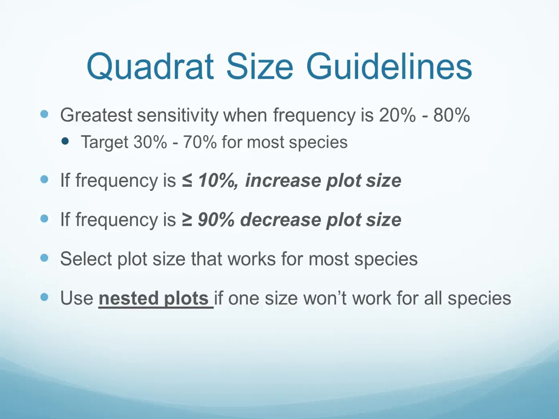It is far easier to collect frequency data if we only have one plot size, and so we want to try to use one size if that works for most species. But this is not always the case, and so we use nested plots if one size won't work for all species. A discussion of how to use nested plots and how to figure out what is the appropriate plot size is the subject of a subsequent lesson.